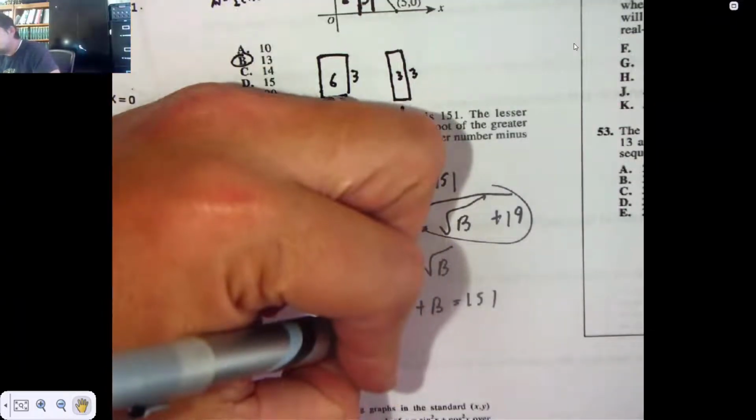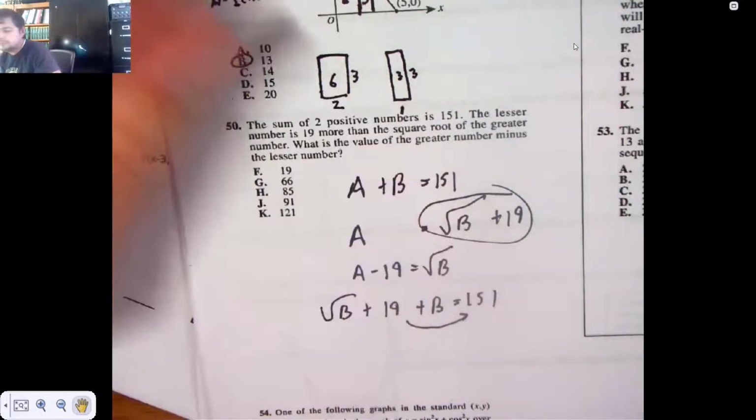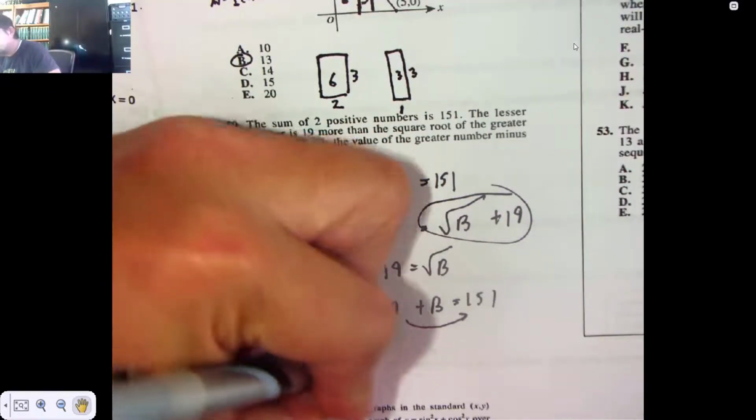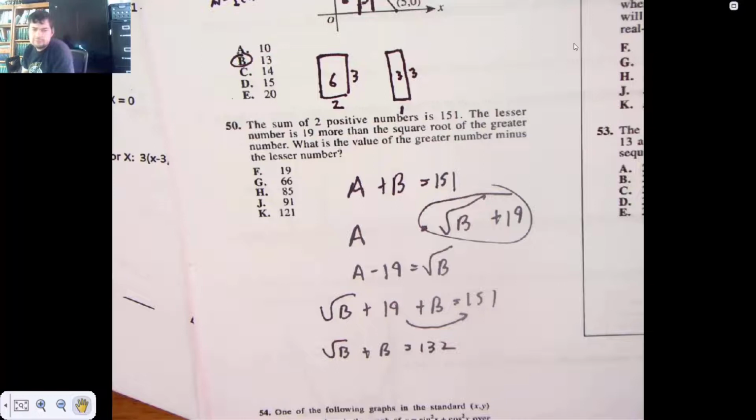I can take away 19. What is that, 132? Seems right. The root of B plus B is 132. What's that going to be? I actually, without doing algebra, I just came up with the answer. B is 121. Maybe you see that, maybe you don't. I just sat there and thought about what B might be. But the root of 121 is 11. 11 plus 121 is 132. But if you don't see things like that, you have to resort to algebra. And the algebra on this one is a bear. It really is a bit of a bear.